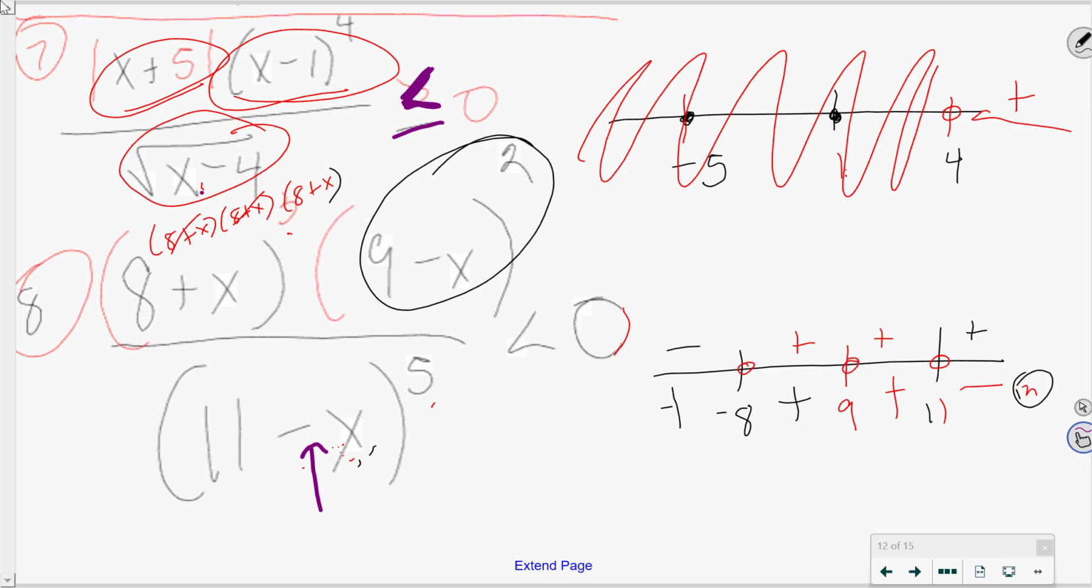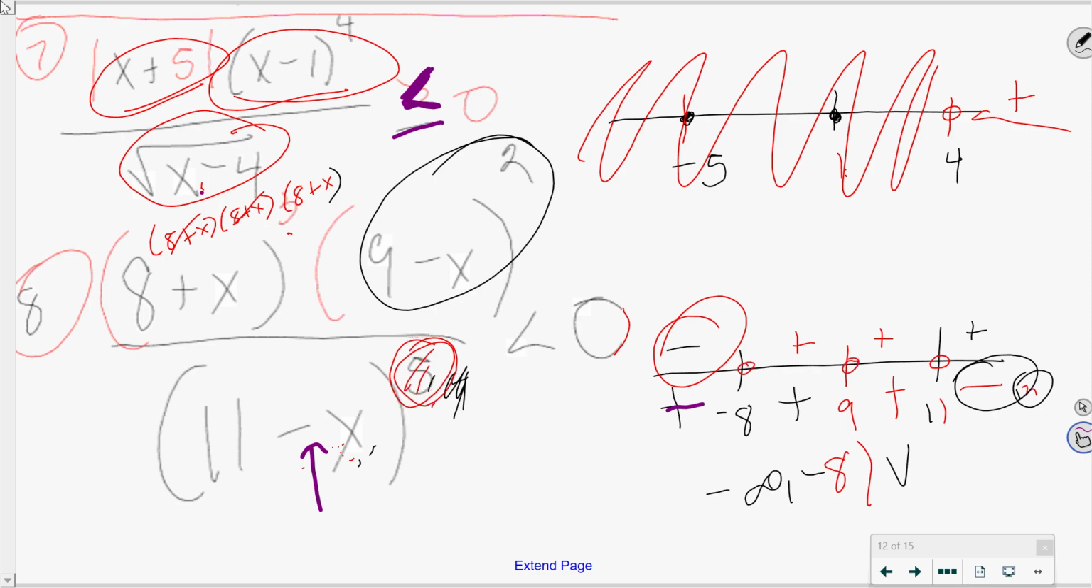If it was a negative leading coefficient with a fourth power, do I need to do that? No, because it would still be positive, right? So for odd multiplicity, when it's negative, you have to flip them. So what's our answer? I lost myself there. It's less than, so here and here: negative infinity to negative 8, union 11 to infinity.